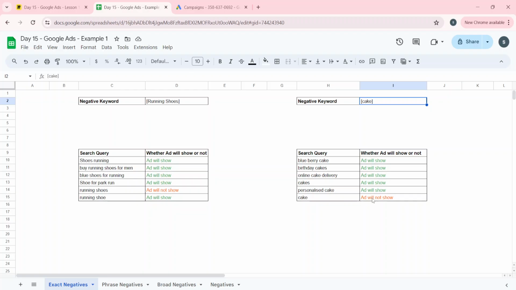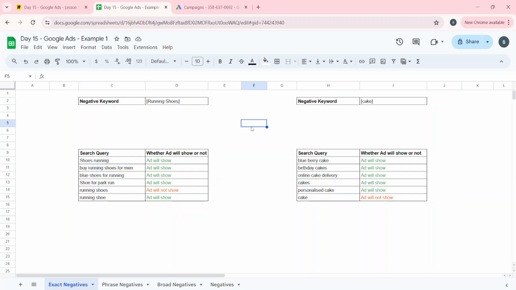And in this example, even though these are matching exactly, the words are a little jumbled, right? So this is running shoes and this is shoes running. Even if you change these words front and back, your ad will show, right? They should be exactly matching. Okay, you are getting me right.